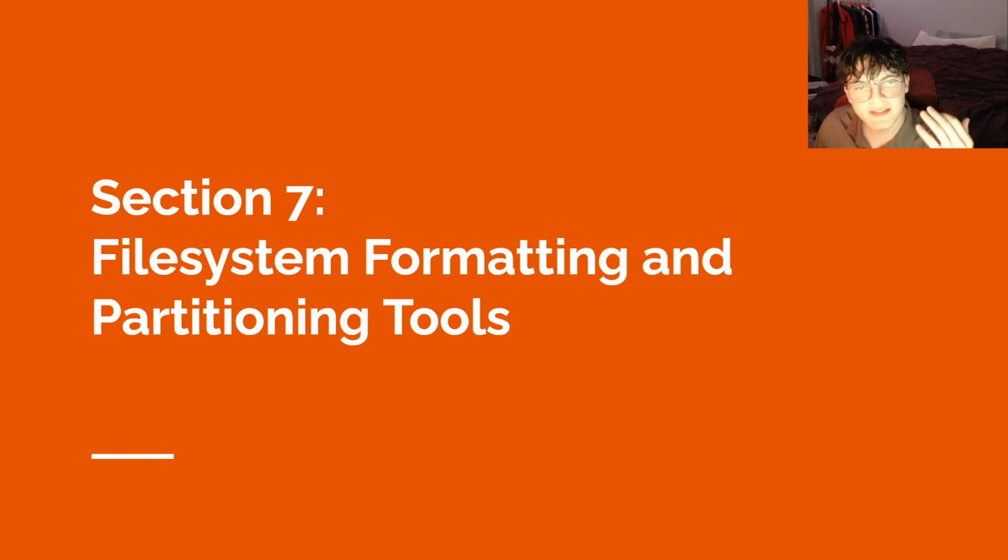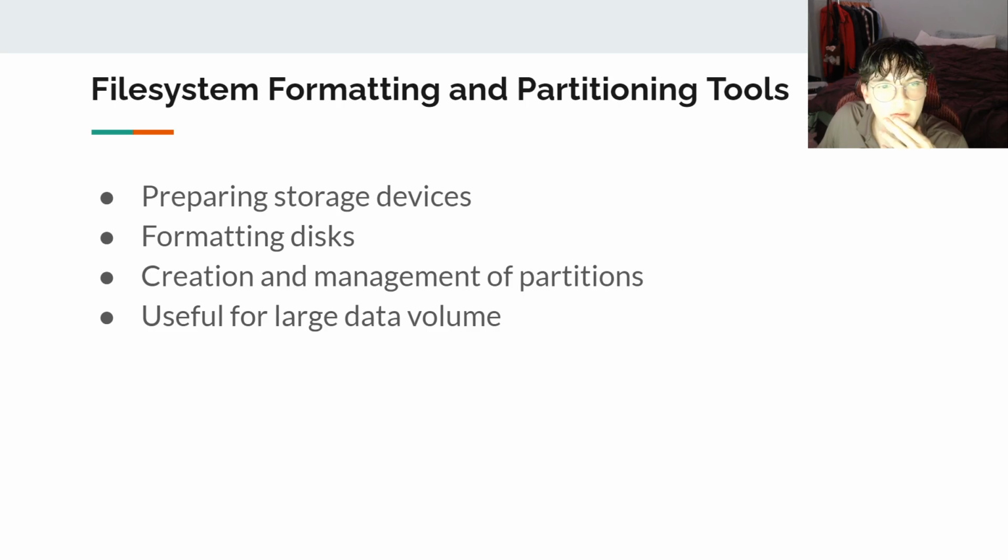This section provides insight into the practical use of formatting and partitioning tools in our Unix system. File system formatting tools such as mkfs are used to prepare data storage devices for use, creating a file system. In this lab, we used mkfs.ext4 to format disks with the ext4 file system, which is very robust and widely used in Linux environments for its performance and journaling features.